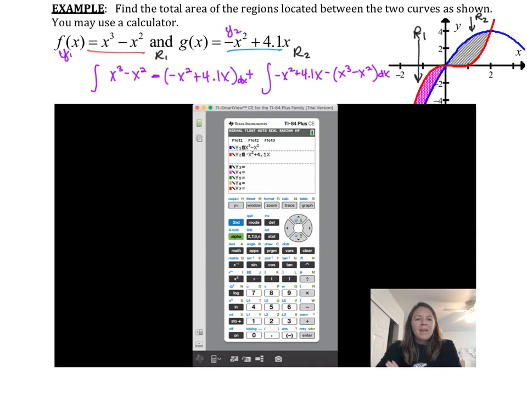Okay, so here's how we use the calculator. And there's a reason I don't put myself on screen very often when recording videos. You'll see why. Okay, so here we go.